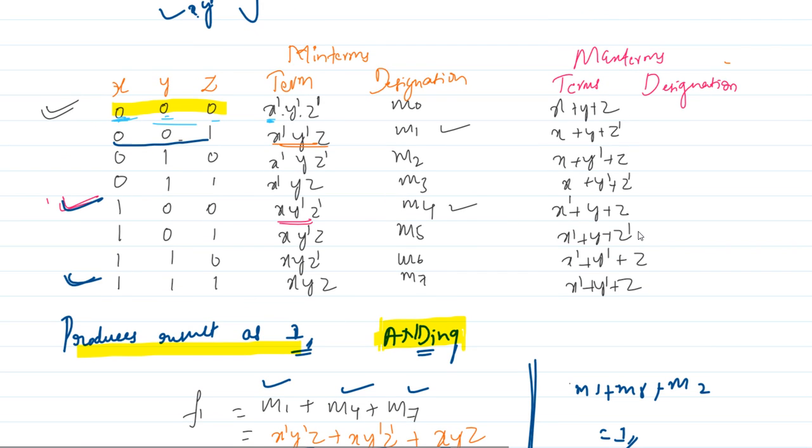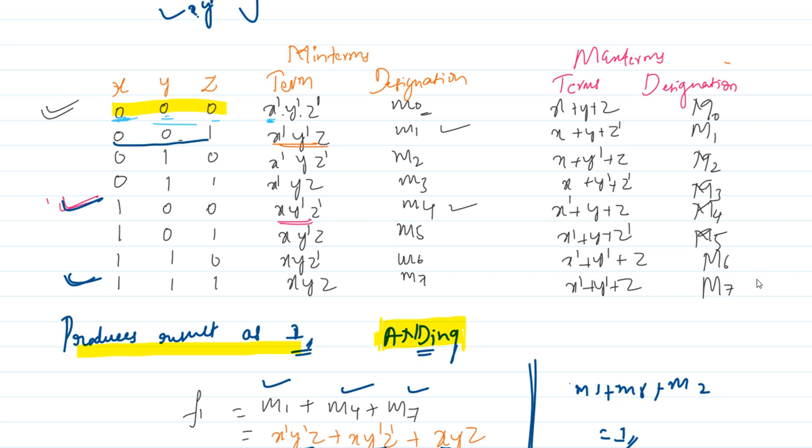So which one do I have to consider? Before that I will write the designation for these terms. Min term is designated with a small m, correct? At the same time max term is designated with a capital or uppercase letter. This is M0, M1, meaning max term 0, max term 1, max term 2, M3, M4, M5, M6, M7.